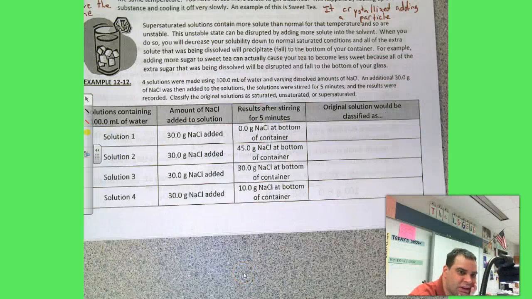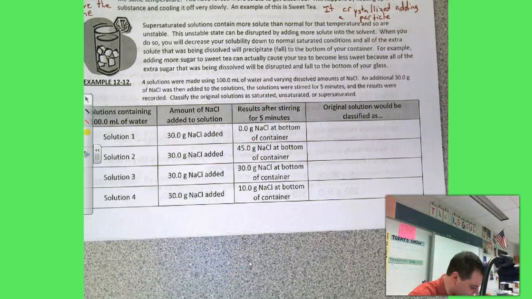Okay, now let's look at example 12.2 here. 4 solutions were made of 100 milliliters of water dissolving various amounts of NaCl. 30 grams of NaCl was added to the solutions. The solutions were stirred for 5 minutes and the results were recorded. Classify the original solutions as saturated, unsaturated, and supersaturated. Oh boy. This looks like good fun.